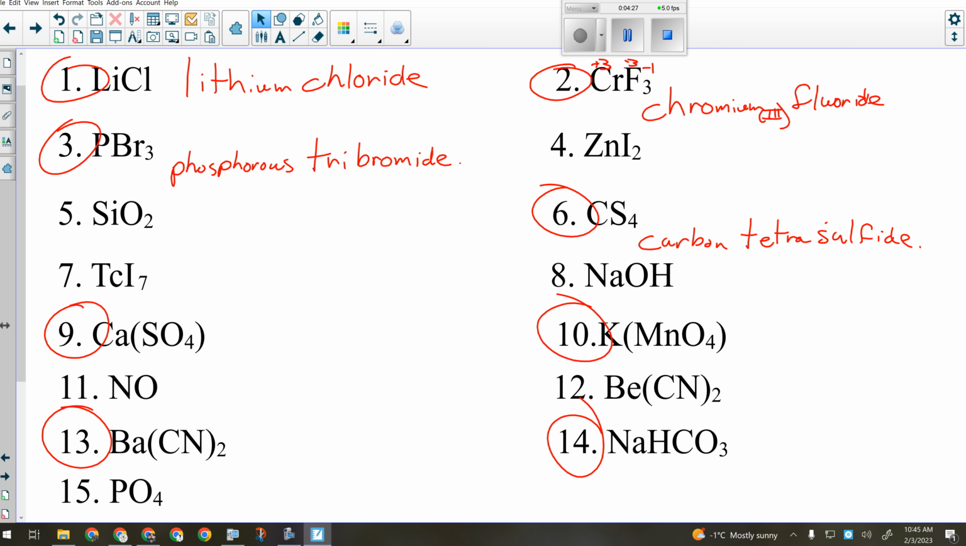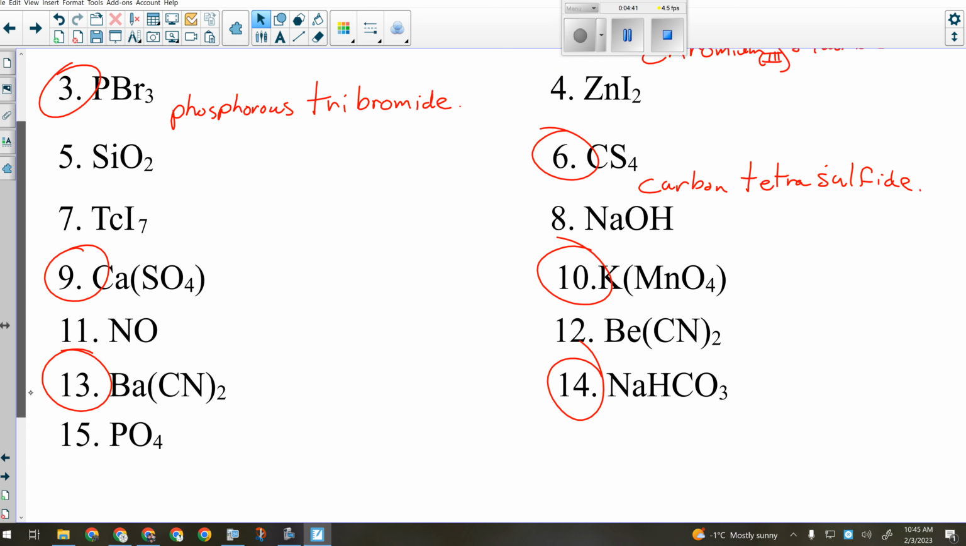All right, number 9, ionic or molecular? It's ionic. If it has a polyatomic ion in it, it's definitely ionic. Plus calcium is a metal. So if I'm going to write the name for this, I'm going to write the name of the metal, calcium, and the name of the polyatomic ion exactly as it appears in my table, which is sulfate. Do I need a Roman numeral on this one? I do not. Calcium is always a 2+ and nothing else. So that would be the name for that one.